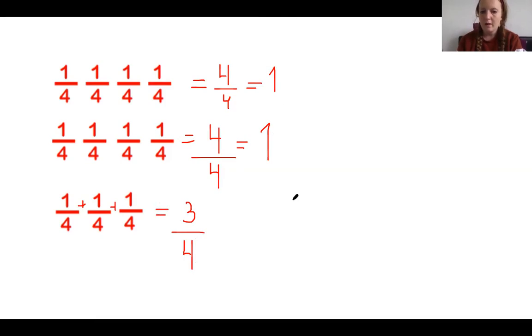So 1 plus 1 is equal to 2, and then we keep this, 3 quarters. So we know that 11 quarters, in simplified terms, is equal to 2 and 3 quarters. Let's look at this again.